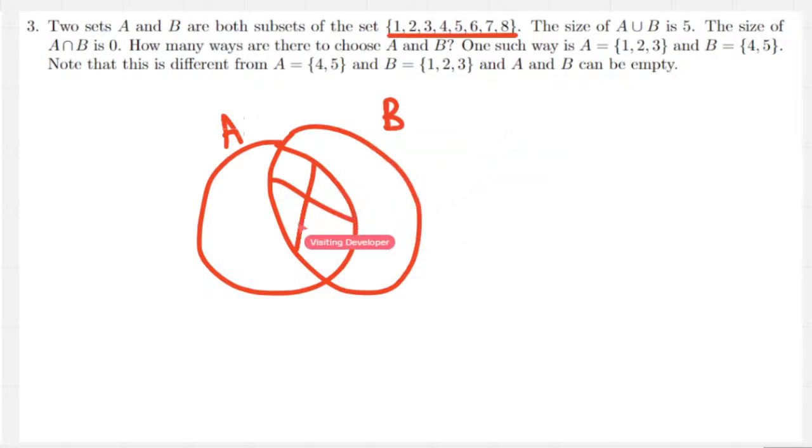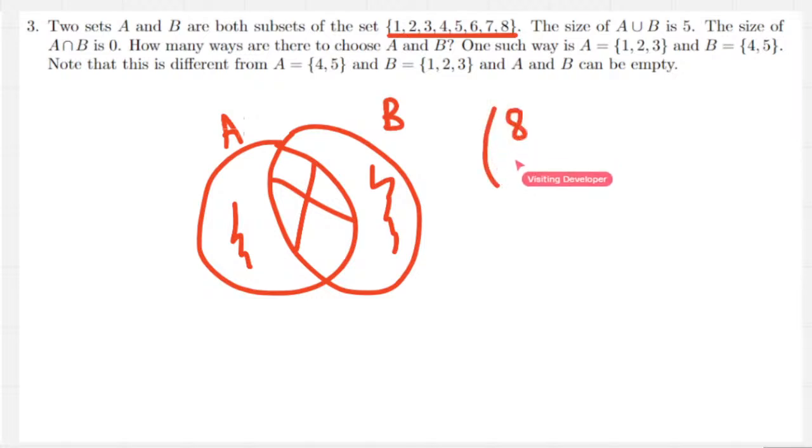And we also know that the size of the union of the two sets is 5, so in total in this area and in this area, we have a total of 5 elements. So first, let's find the number of ways to choose these 5 elements. And this is just 8 choose 5, or 56 ways to choose which elements belong to at least one of A or B.